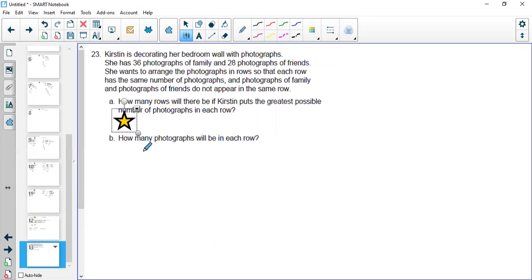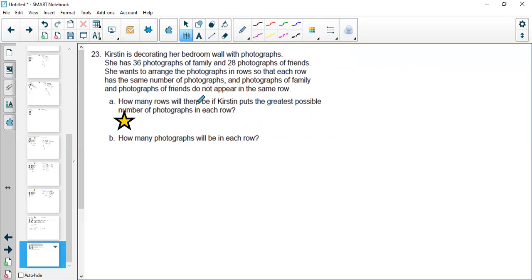Right, let's do the last problem solving here. Christine is decorating her bedroom wall with photographs. She has 36 photographs of family and 28 photographs of friends. She wants to arrange the photographs in rows so that each row has the same number of photographs, and photographs of family and photographs of friends do not appear in the same row. How many rows will be there if Kirsten puts the greatest possible number of photographs in each row? How many photographs will be in each row?